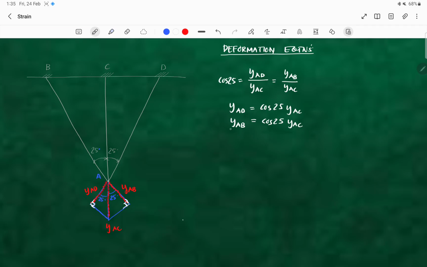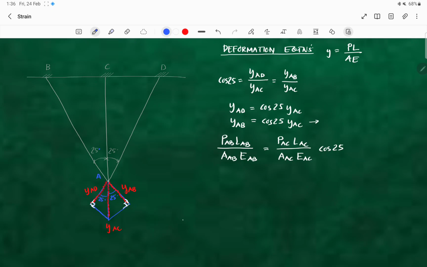So, sabihin natin, kunin ko yung ito na part, no? Yung ito. So, we know deformation is PL over AE everywhere. So, we have force ni EB, length ni EB, all over, area ni EB, elastic modulus ni bar AB. And then, dito naman, we have force ni EC, length ni EC, all over, area ni EC, and elastic modulus ni EC cosine 25.